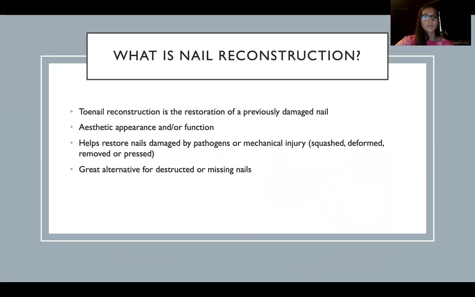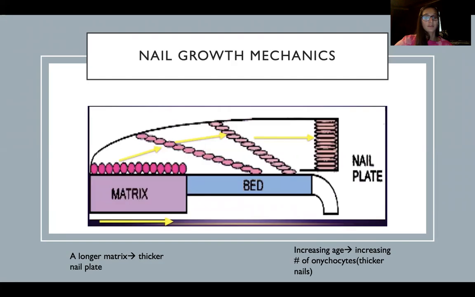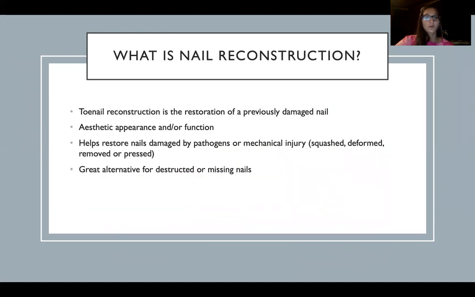It's also important to be aware of the growth mechanics of a nail. It's interesting because the posterior cells go superficial and the distal cells stay plantar. So based on those mechanics, it can help you better identify a lesion if presented on the nail. So what is nail reconstruction? Toenail reconstruction is restoration of a previously damaged nail and is essential for both aesthetic appearance and function. For small area defects of the nail bed, grafts may not be necessary, but for large area defects of the nail bed, primary closure is not feasible without a graft.